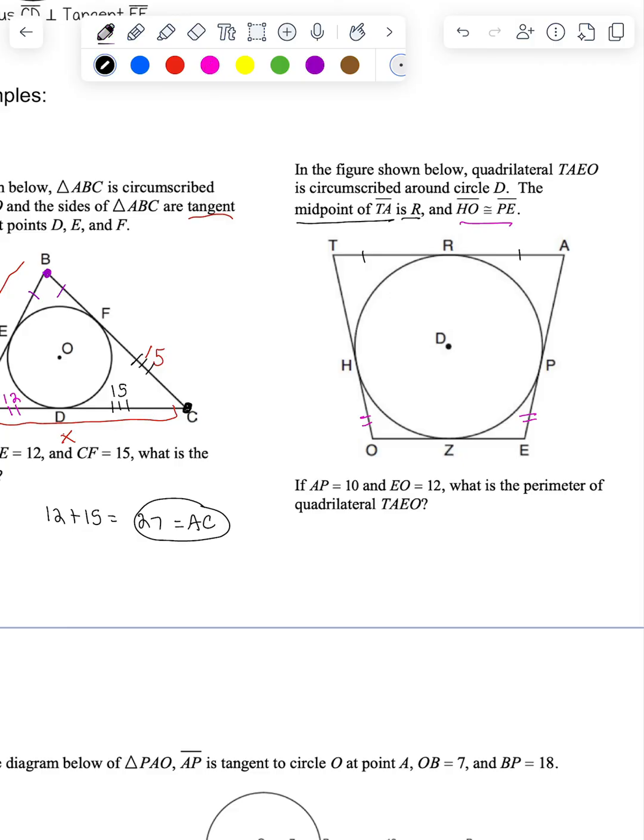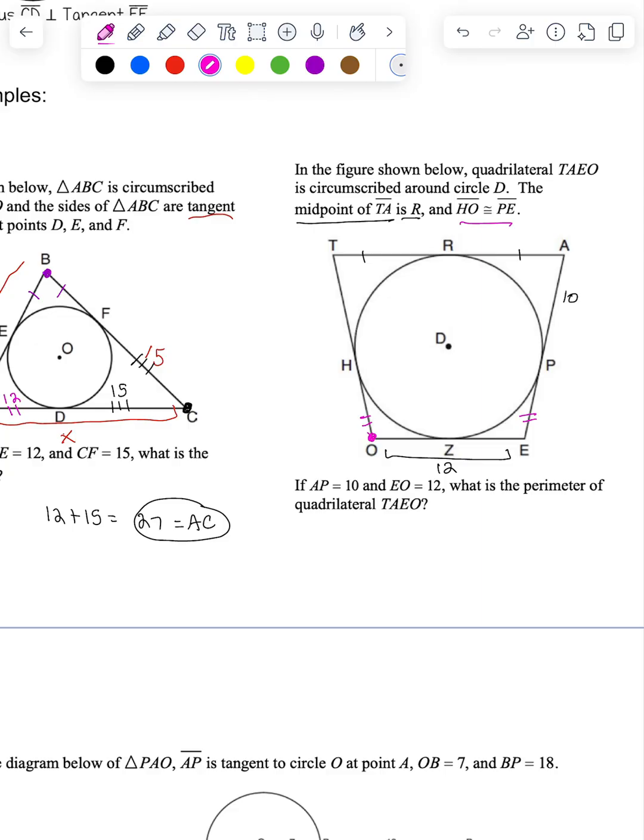If AP is 10, and EO is 12, what is the perimeter of quadrilateral TAEO? So I know this here, that we have tangents to the circle that come out of the same outside point. For example, let's start with outside point O. OH and OZ are both tangent to the circle, even though it doesn't explicitly say that in the question.